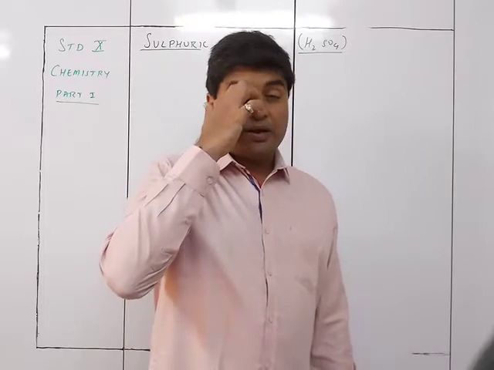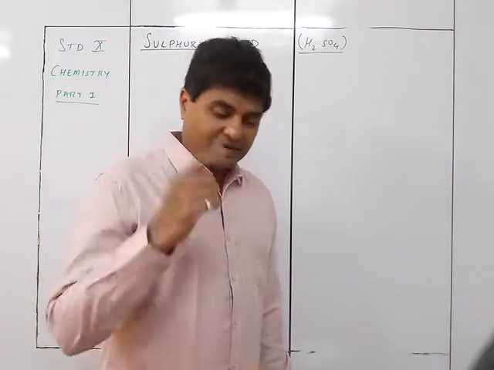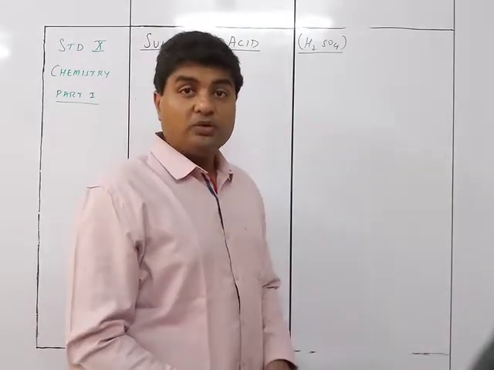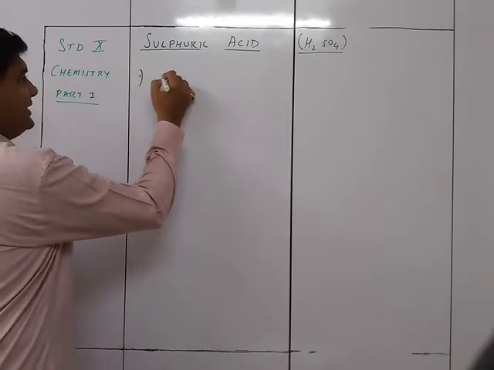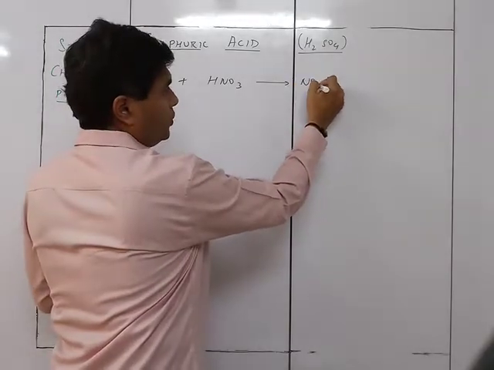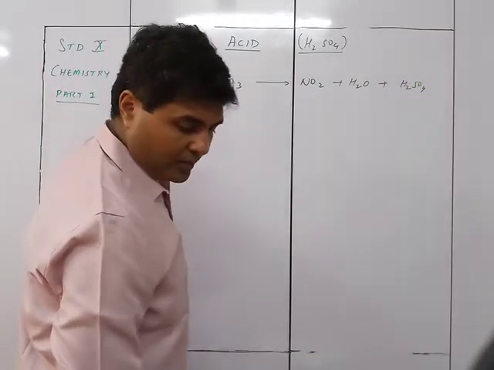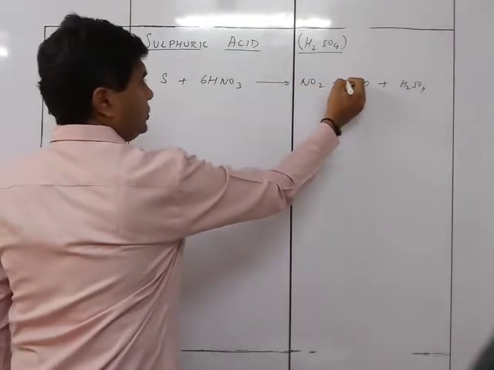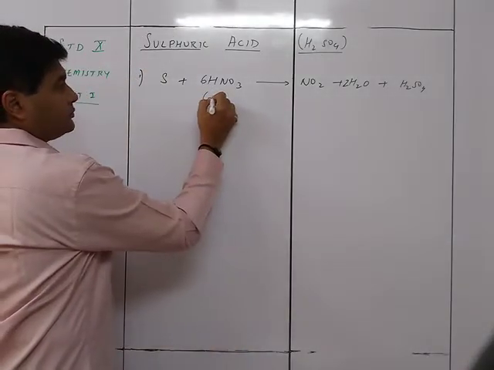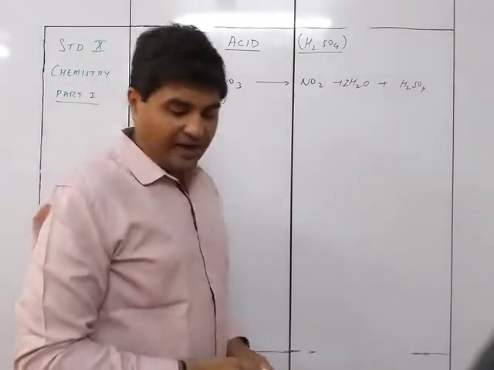Now we learned in the earlier chapter that nitric acid, when it reacts with non-metals, will give you NO2 plus H2O plus, for sulfur, something like sulfur dioxide, but here it is going to form sulfuric acid. So we have the first one as S plus HNO3 will give me as the product NO2 plus H2O plus H2SO4. The balancing would be 1, 6, 6, 1, 2. So concentrated nitric acid reacting with sulfur gives you sulfuric acid over here.